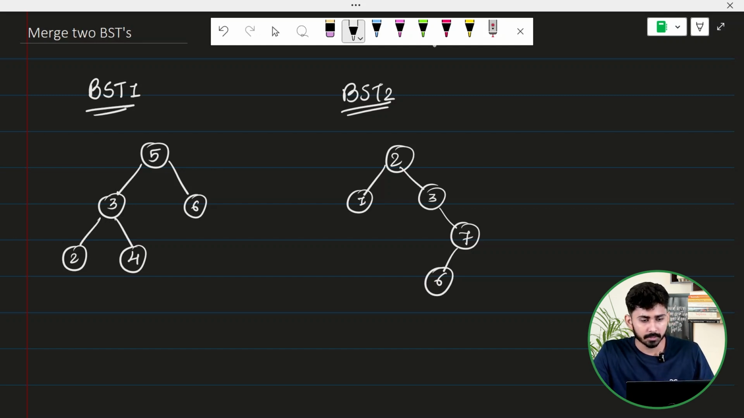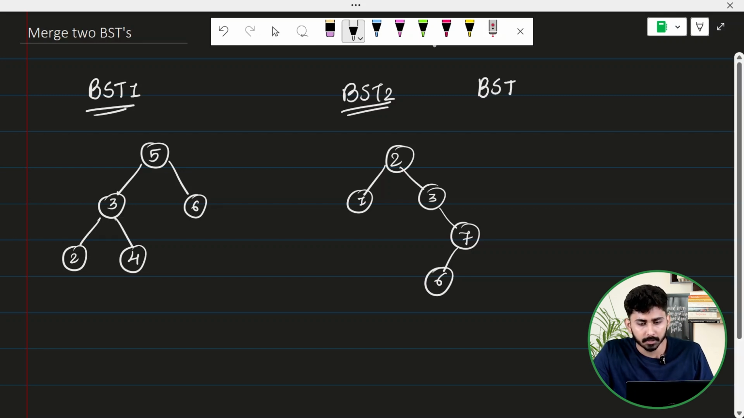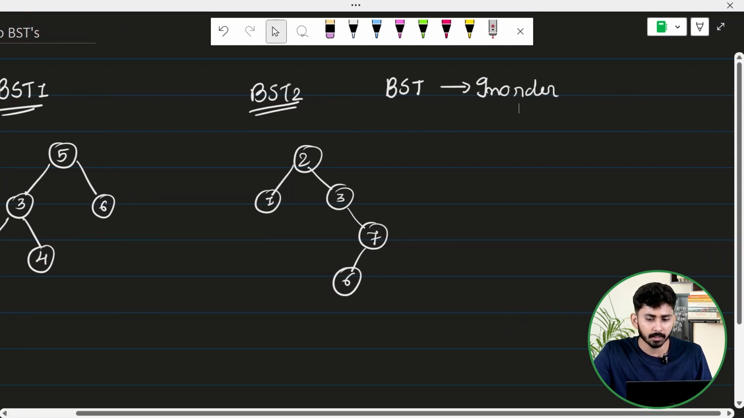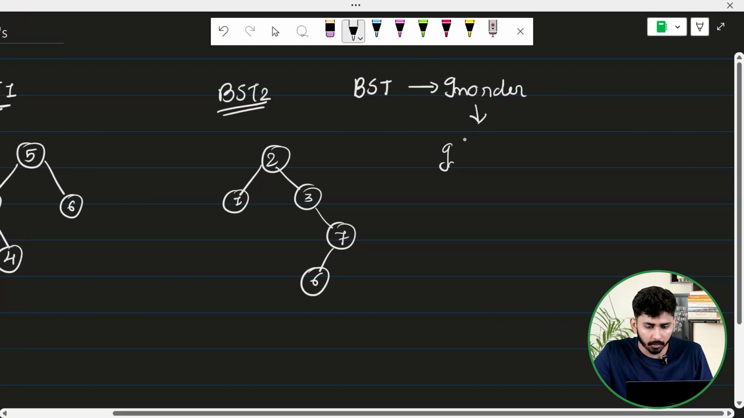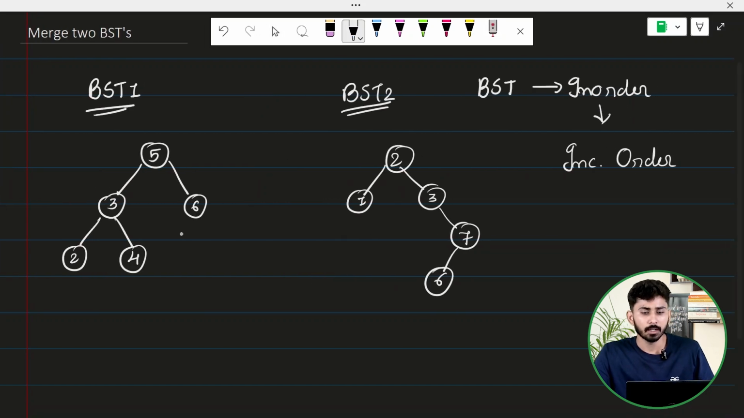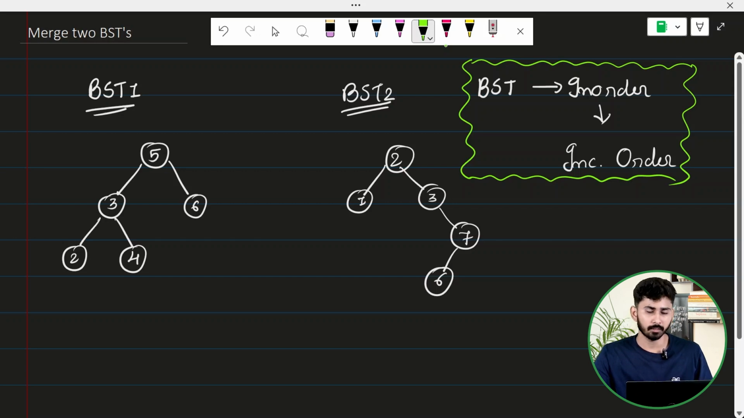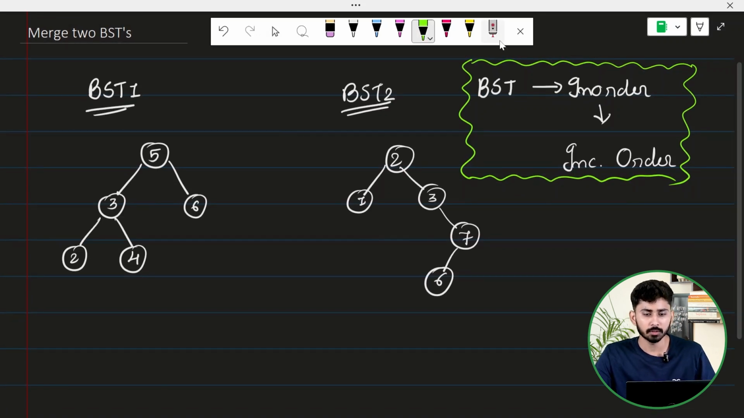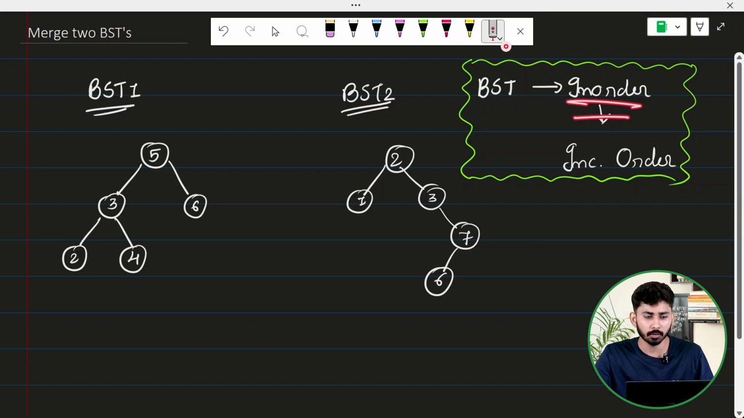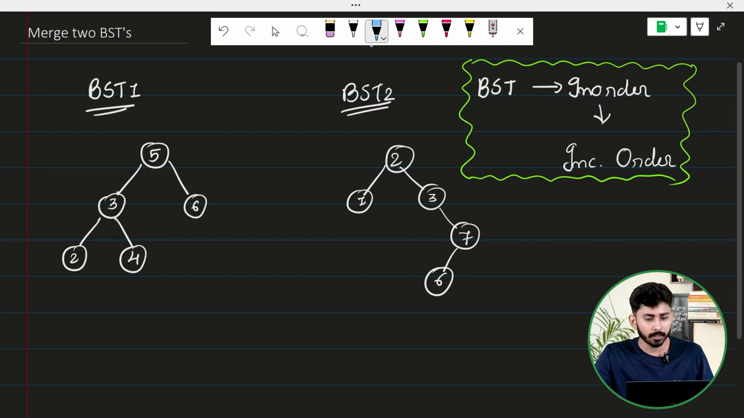Okay. So there is one observation that is needed for this question: if you do the in order traversal of any binary search tree, the in order of a BST will always be in increasing order. This observation is a prerequisite and you should be aware of it. You should also be aware of the in order traversal techniques of a binary tree or BST.